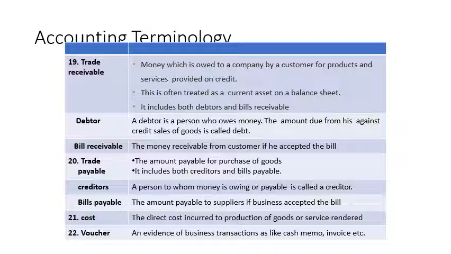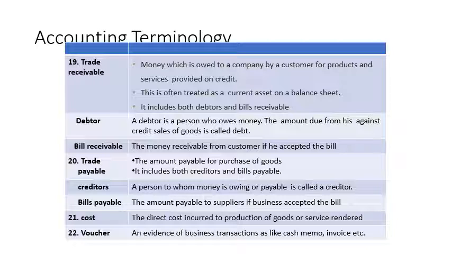Sometimes the payment is on the basis of a bill, and sometimes it may not be on the basis of a bill. When it is not on the basis of a bill, it is called creditors. When it is on the basis of bills, it is called bills payable. But trade payable considers both: creditors plus bills payable.